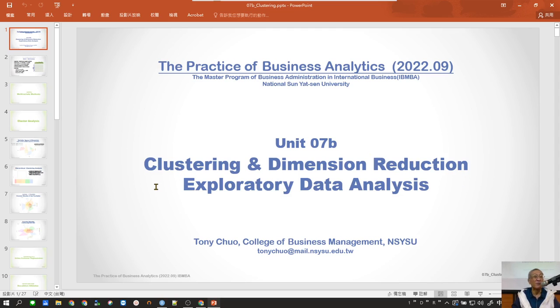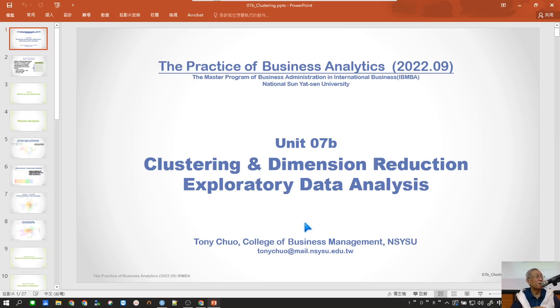Anyone have any idea about what clustering and dimension reduction is? Anyone? No, huh? Okay. These are two kinds of data exploration technique. It's for exploratory data analysis.